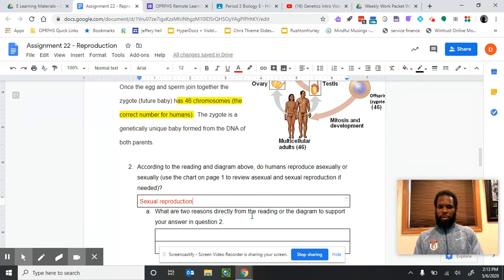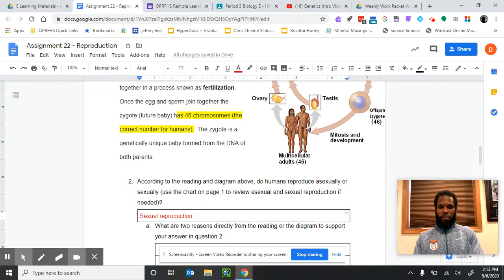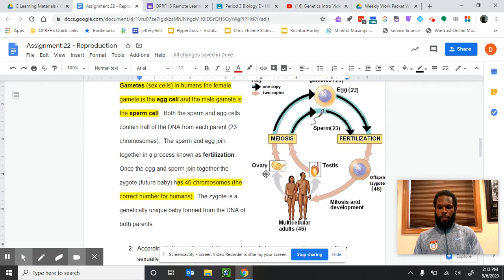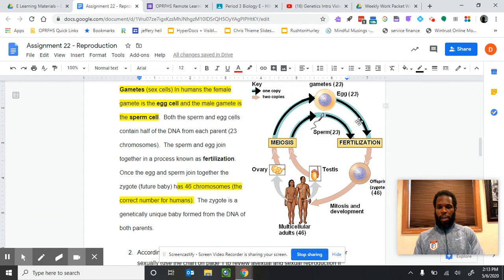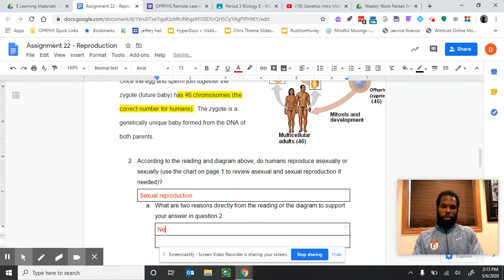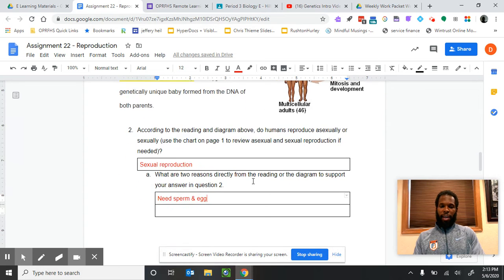What are two reasons directly from the reading or the diagram to support your answer to question 2? All right, so if we look back here, we see that a sperm and an egg join together to make a new zygote. So we see you need a sperm and an egg to make a new one. But we also see that there's a new unique offspring or child as a result of it. So sexual reproduction, you need the sperm and egg, and there's a new unique offspring child.